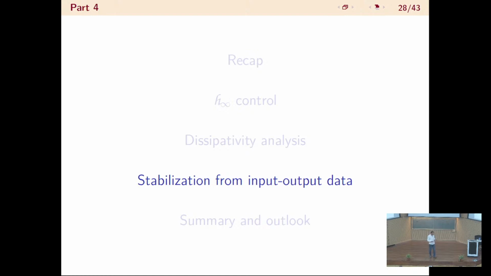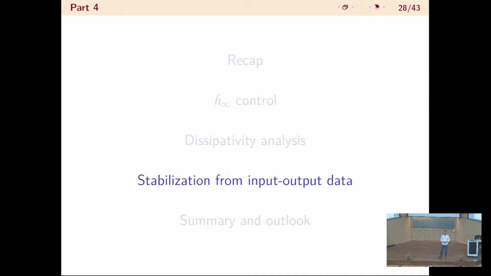I was a PhD student in the Netherlands. Jan Willems was very much pushing for behavioral theory, and it was not picked up because it was like, I can do everything in the state space anyway. You do H infinity control, well, I did it already. You do dissipativity analysis, well, that was done already. So you don't do anything new. That was a typical argument against behaviors.